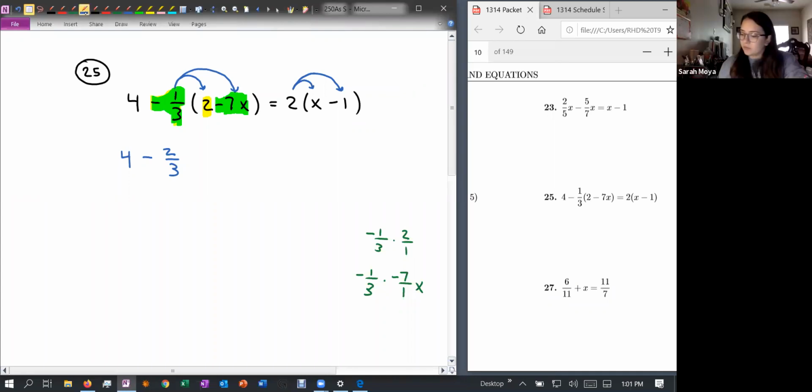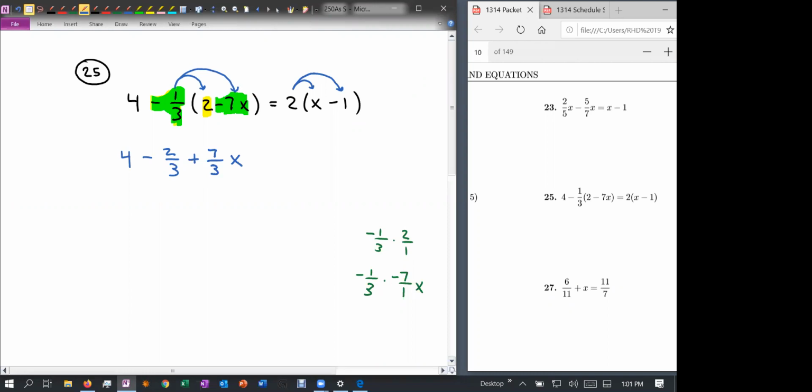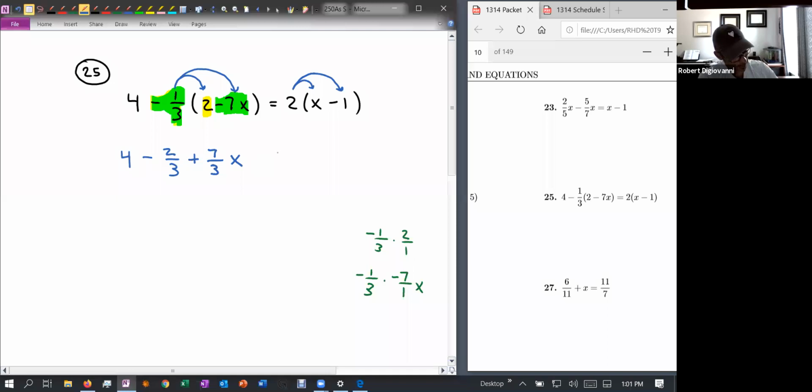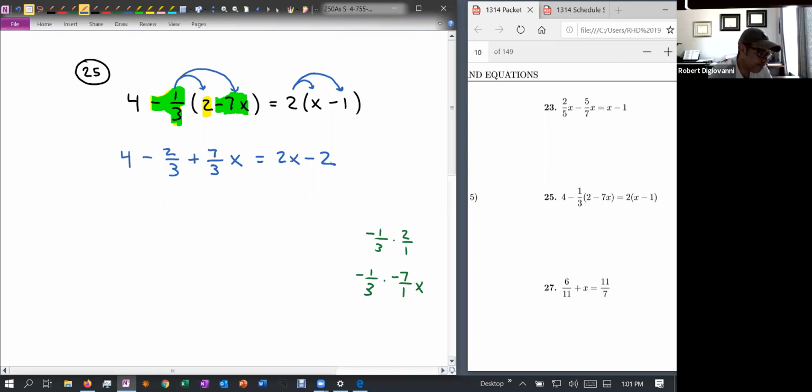7 over 3. Positive though, right? Positive 7 over 3 x. Everyone good with that? Yes. All right. What about the other side? Thank you, Edward. Was that Edward? Yes. All right. So then 2x minus 2. Here we go. Okay, so that was legal.